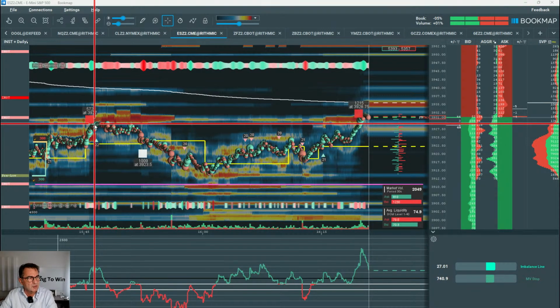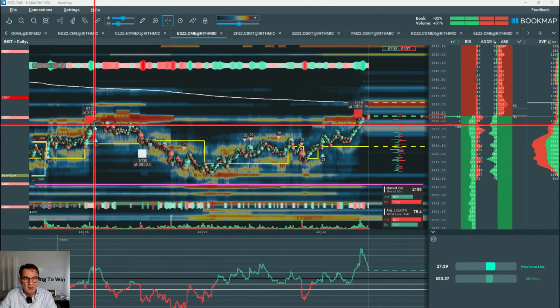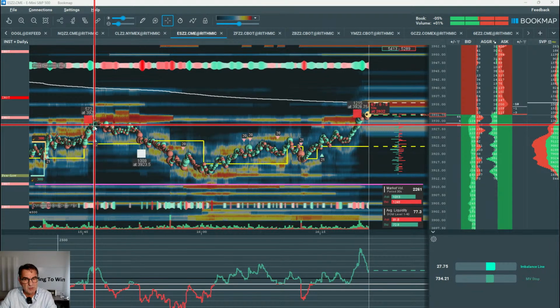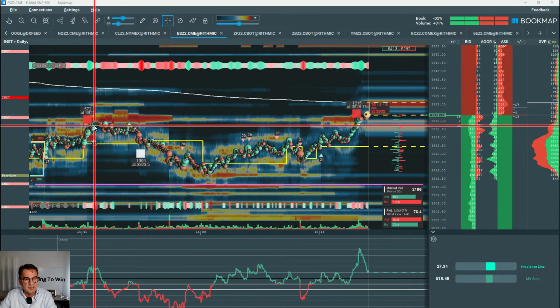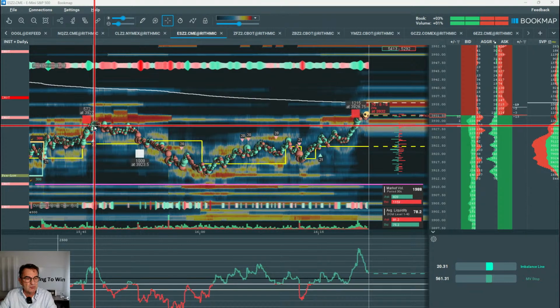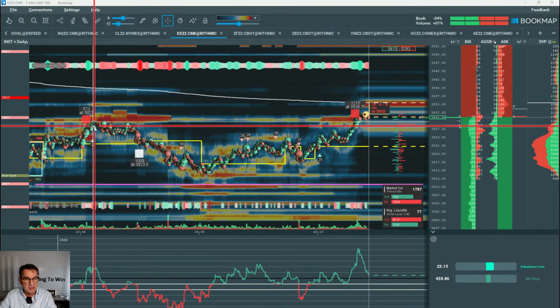Keep in mind, tomorrow we have OPEX, option expiration week this week, and we are heading into Thanksgiving week next week. These are normally and usually low volume trading weeks because of the holidays. And you see here that was the signal.